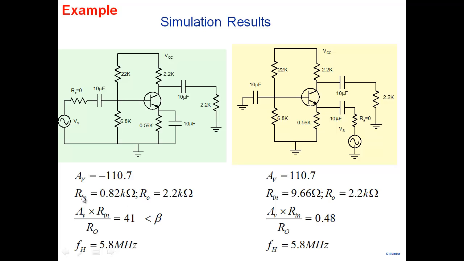Look at Rin, 2.2K, and Rin for this is 10 ohms, close to 10 ohms here, much smaller. Ro is 2.2K, Ro is same, RC here. And anyway, so this is there. If I calculate these are from simulation. If I calculate the upper cutoff frequency, 5.8 megahertz.